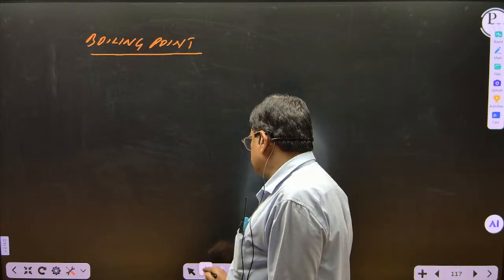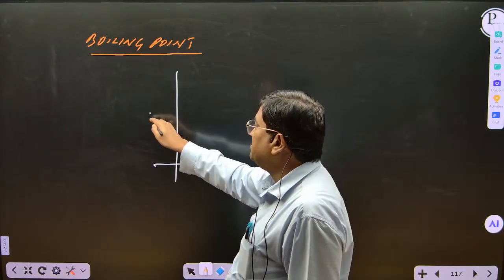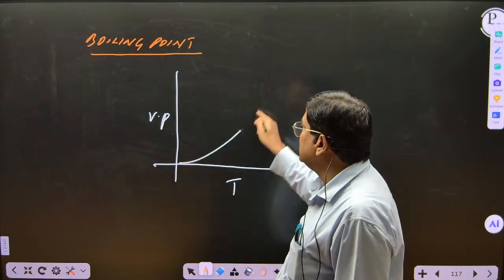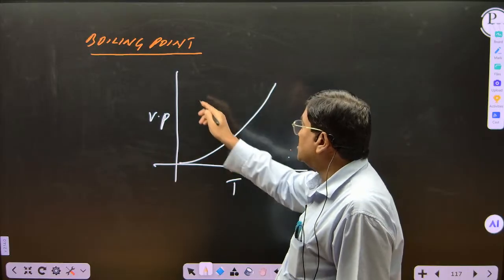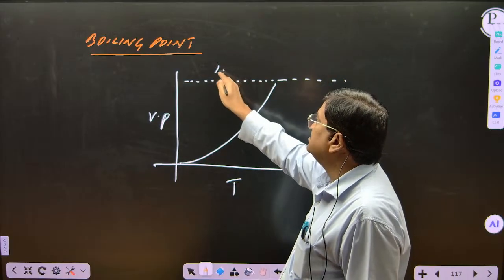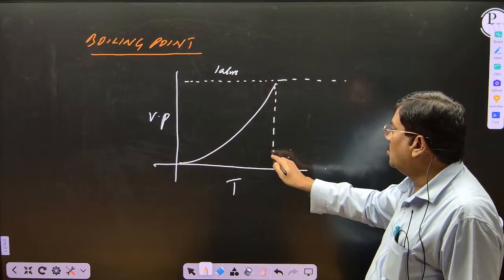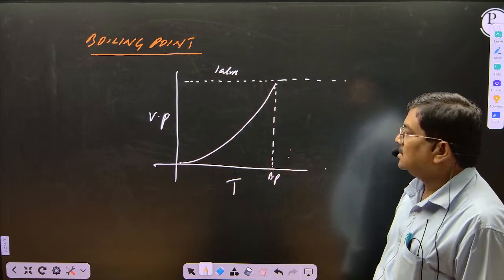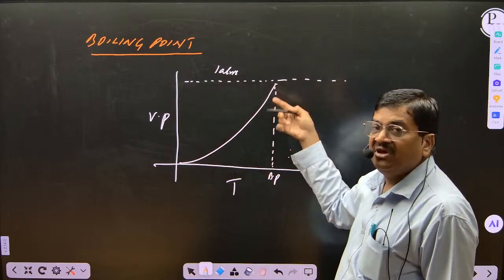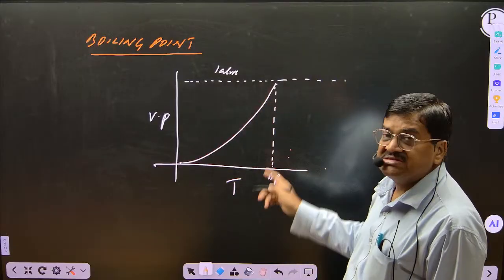So getting my point, suppose we plotted a graph just now, vapor pressure versus temperature, we plotted no. So we got exponentially like this, no, and imagine this is atmospheric pressure. See, this is 1 atmospheric pressure. At 1 atmospheric pressure, this point corresponds to what, students? This point corresponds to boiling point. So what we define for boiling point, the temperature at which a liquid will boil, at what pressure? 1 atmospheric pressure. That point we are calling as boiling point.